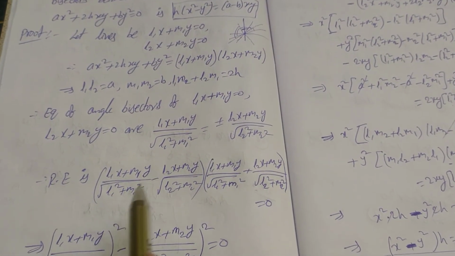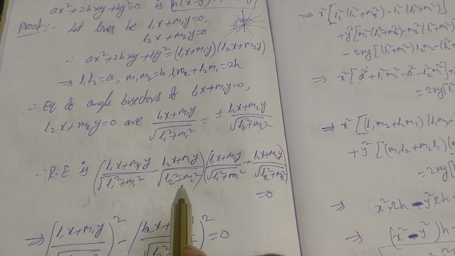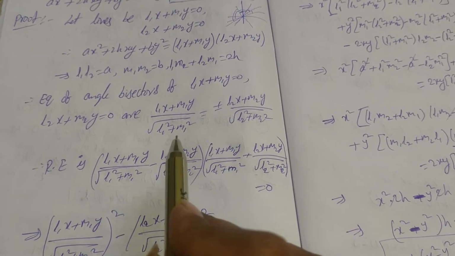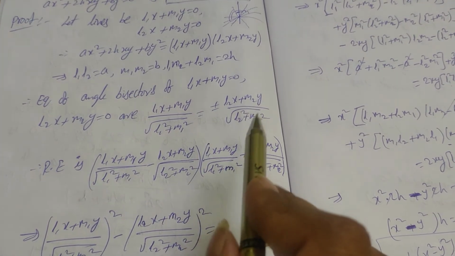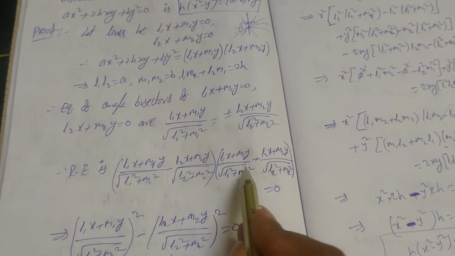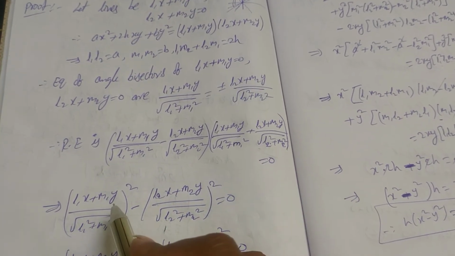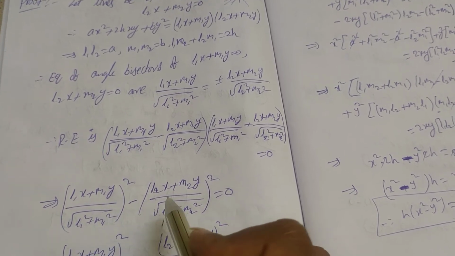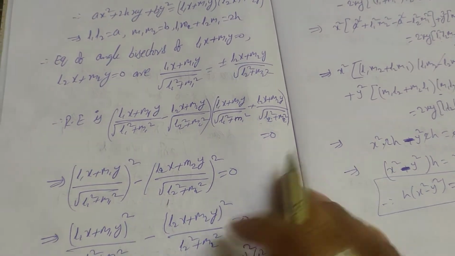So L1x plus M1y by root over L1 square plus M1 square minus L2x plus M2y by root over L2 square plus M2 square, into L1x plus M1y by root over L1 square plus M1 square plus, with this minus transposed to this side, plus L2x plus M2y by root over L2 square plus M2 square is equal to 0. Now it is A minus B into A plus B, which is nothing but A square minus B square. Directly, L1x plus M1y by root over L1 square plus M1 square whole square minus L2x plus M2y by root over L2 square plus M2 square whole square is equal to 0.